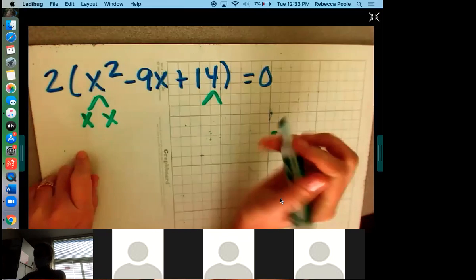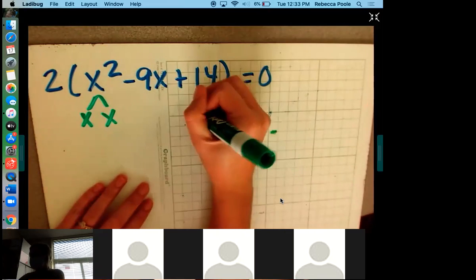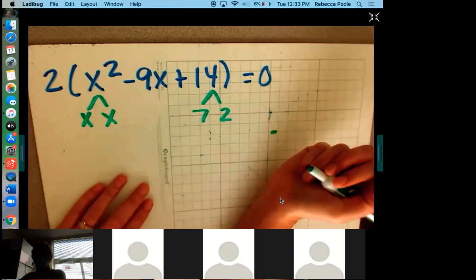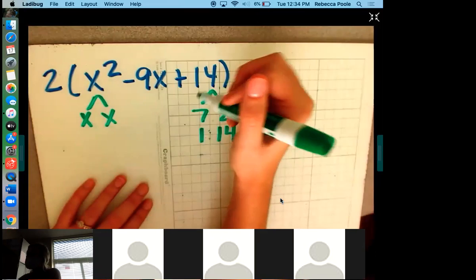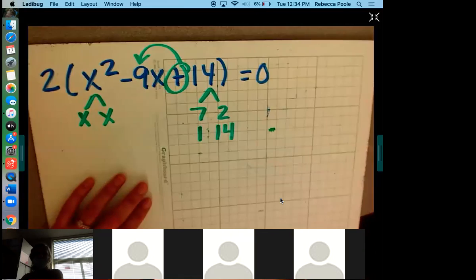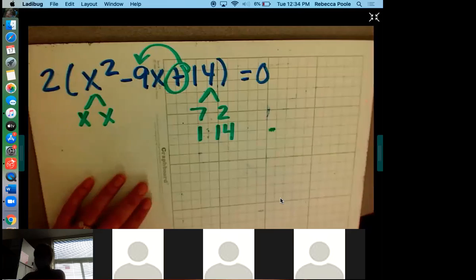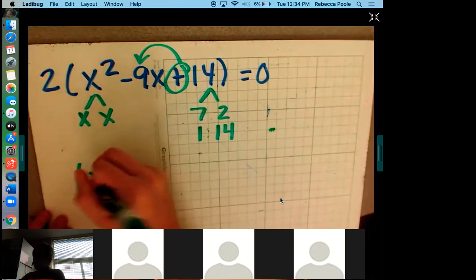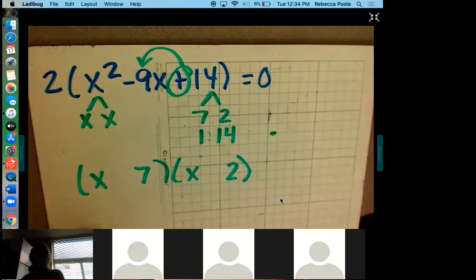Good, Jordan, x and x. Now look, what are my factors of 14? 7 and 2. Okay, what else? 1 and 14. Good. Y'all just went off to the side and did it in a table, which is fine. So now we need the pair of factors that will add to give us 9. Which pair is going to add to give me 9? 7 and 2. So does everybody agree we should have x's in the front, a 7 and a 2 in the back?